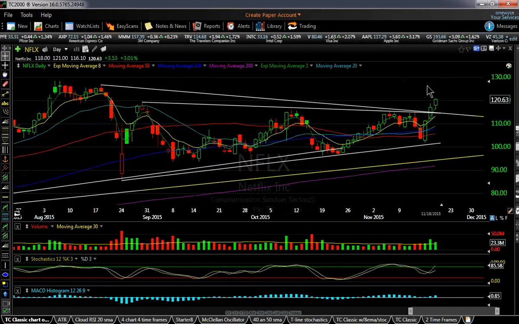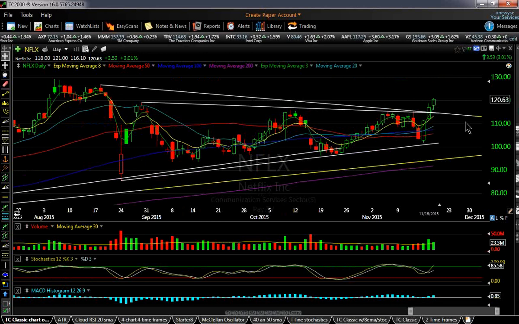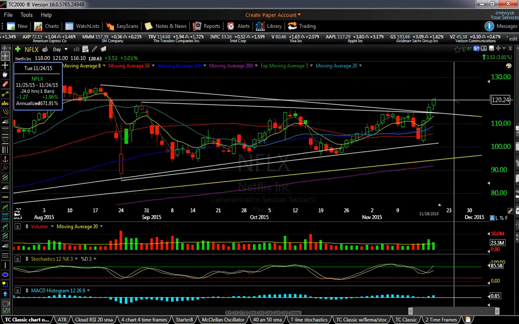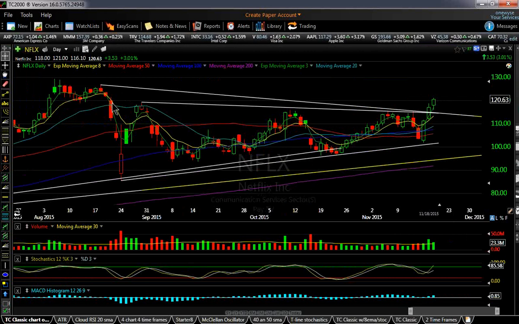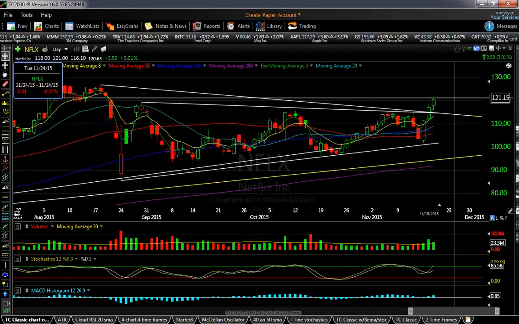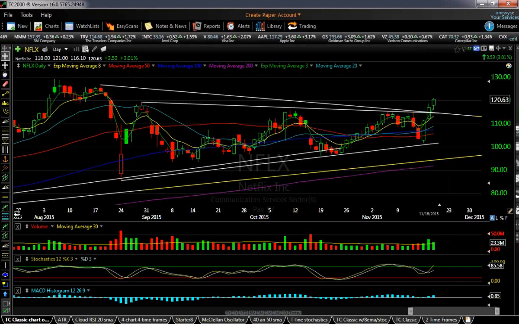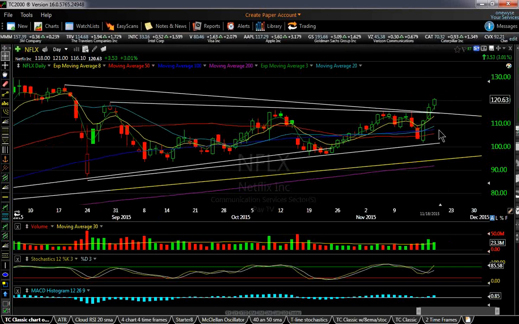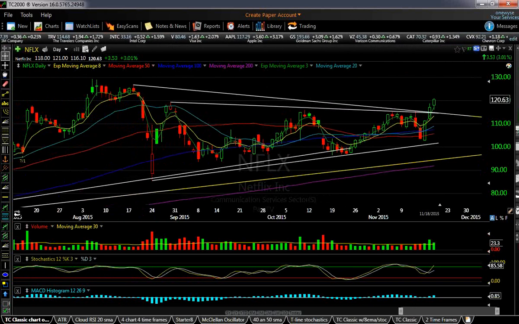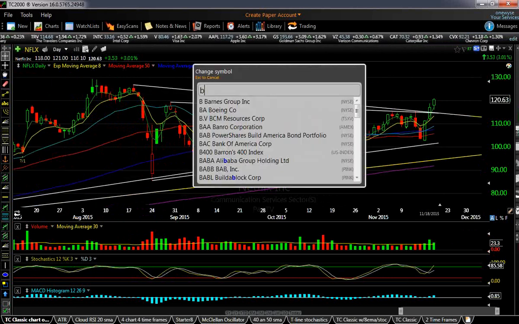Netflix is another one that we talked about today. If you notice the breakout on it, again, it went right to the top of this red candle over here, and it's got more upside, another $5, $6, $7 to the upside on that. That's a pretty strong breakout on Netflix.